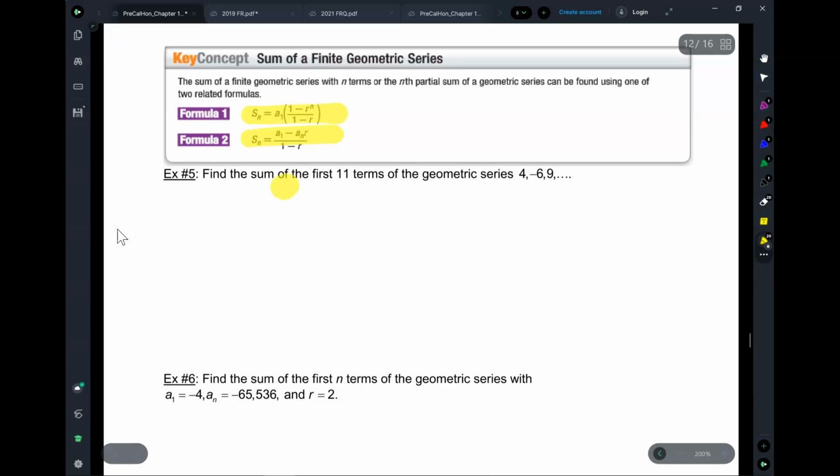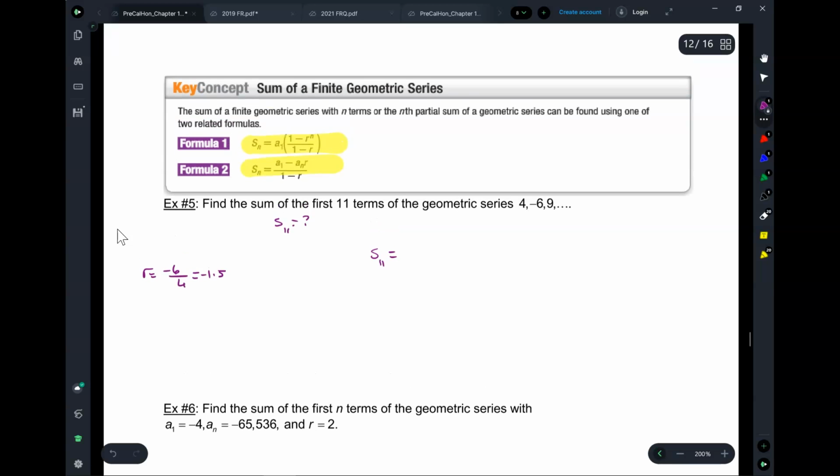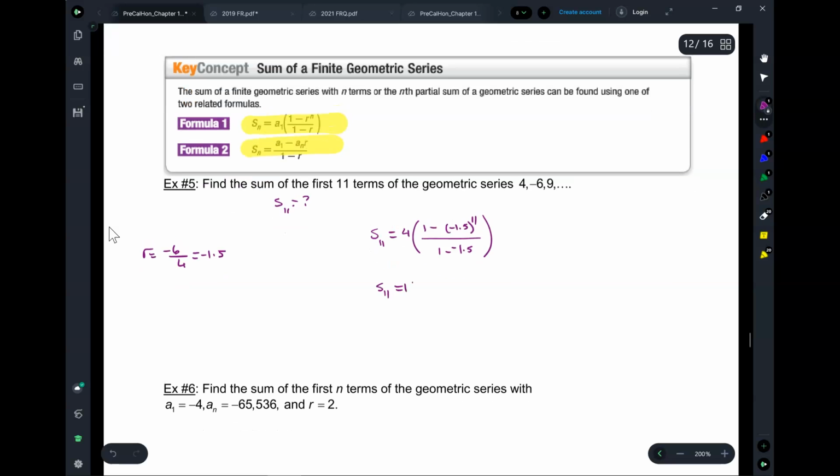Of the first 11 terms of the geometric series, what I want is S sub 11. All right. What's R? Negative 6 over 4, negative 1.5. So S11 is equal to, which one of the formulas are we going to use? You use formula 2 if you know the last term, which we don't. So we're going to use formula 1. That's A1, which is 4, times 1 minus negative 1.5 to the 11 over 1 minus negative 1.5. And that is 140.